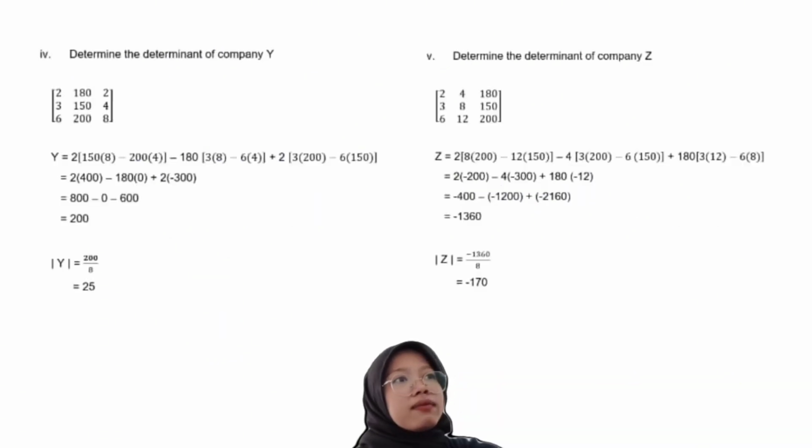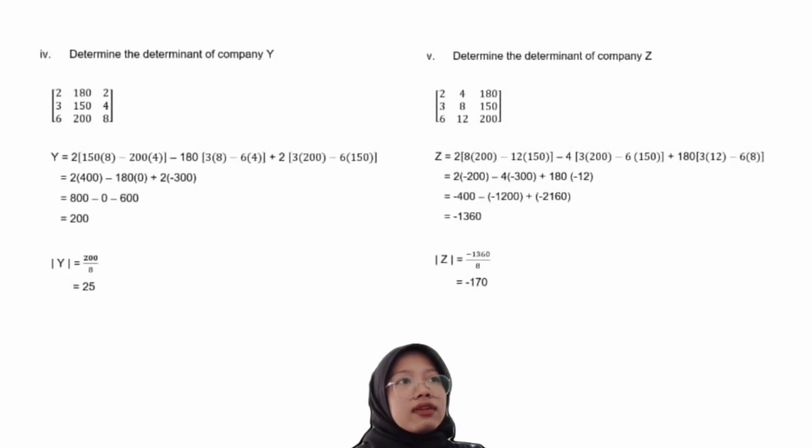So step number 4, we use the same steps as in step number 3. For Y, we need to multiply each term. After we multiply each term, we combine the results and determine the determinant of Y. We get the answer 200. So to find Y, we need to divide 200 by 8, and the answer is 25. So that is the answer for Y.